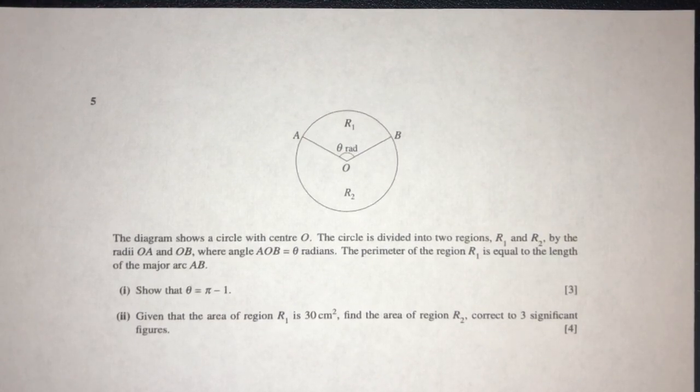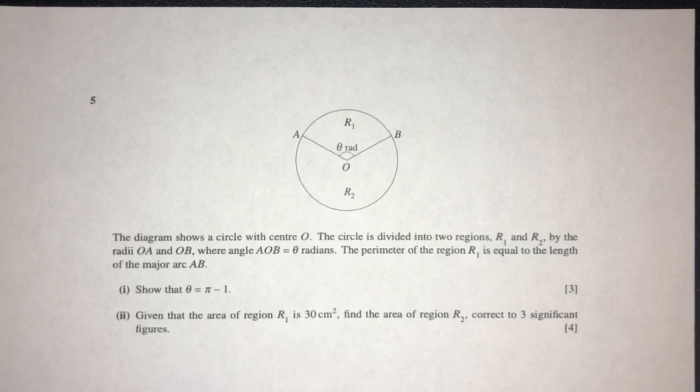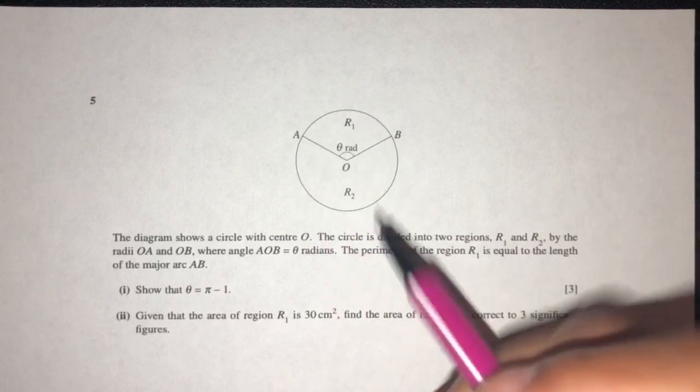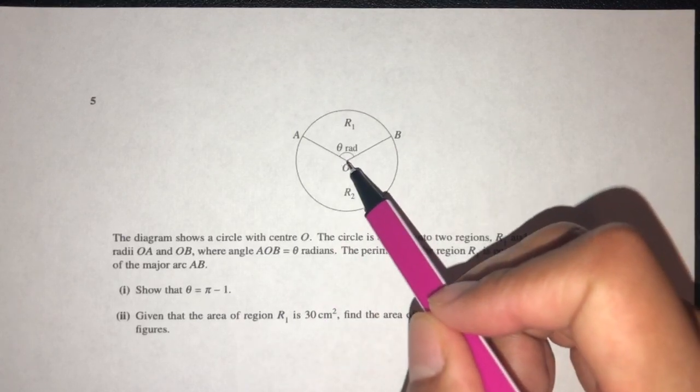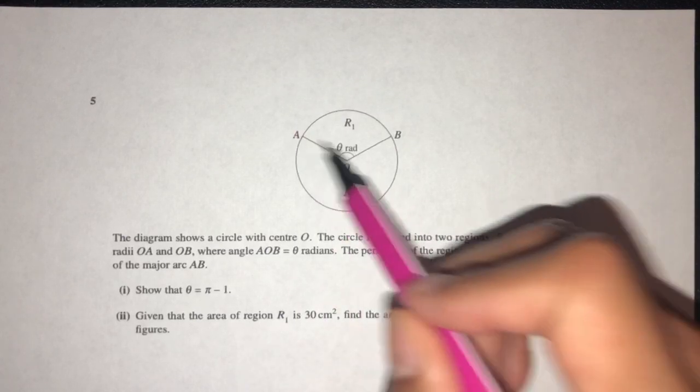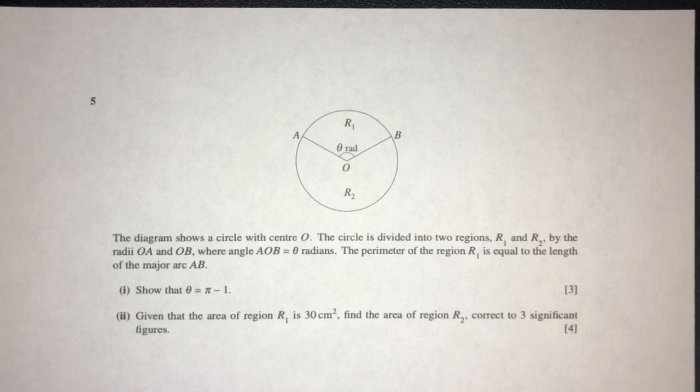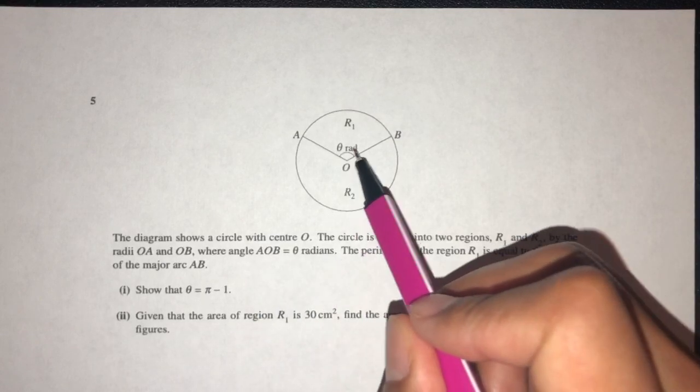The diagram shows a circle center O. The circle is divided into two regions. Okay, as we can see clearly, we have two regions. One is this one, and one is this big one, right? Now, by the radii OA and OB, so here we have radius OA and OB. Okay, what else? The angle here is theta.